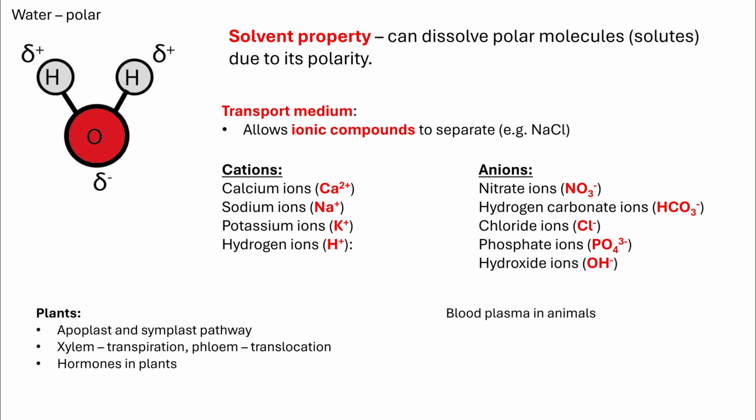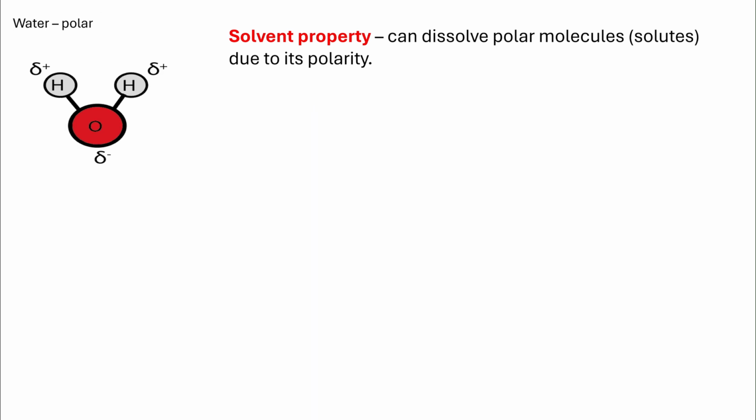So hormones can be in plants, so that would be in module 5. Do check out that video. Or it could be us talking about the blood plasma and the transport of substances in animals. So that solvent property is another property which makes water a very unique substance for transporting substances.